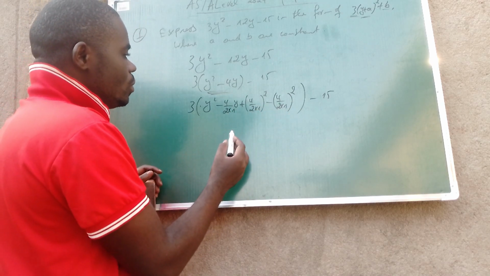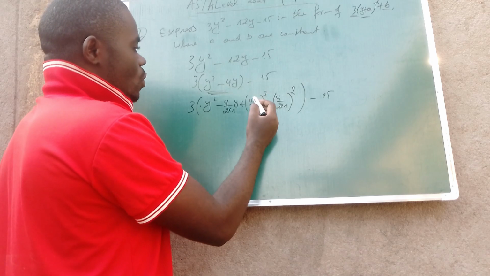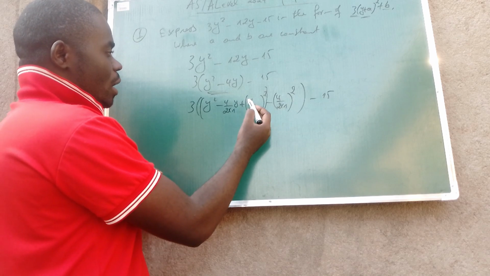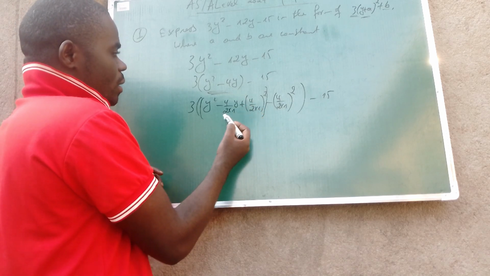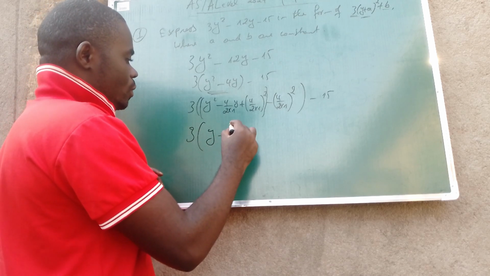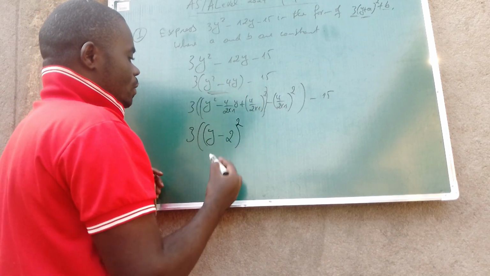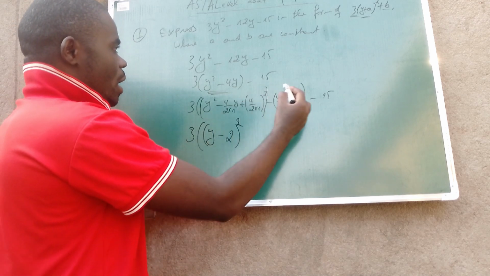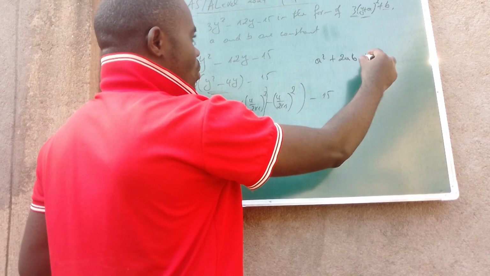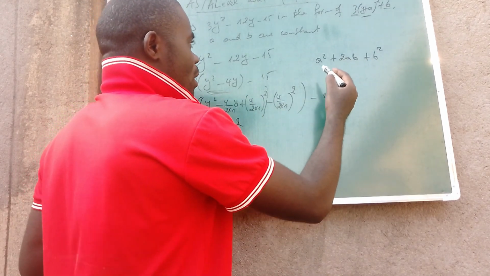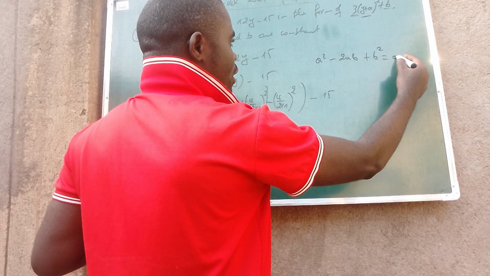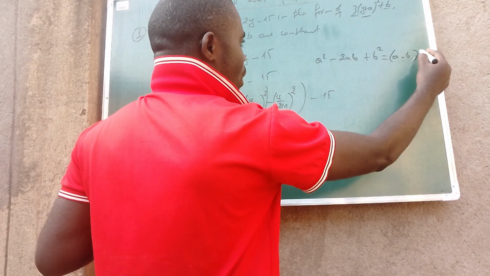And then, what we will get is automatically this one, a quadratic with a square. So, this is like 3 bracket y negative 2 squared. This is like a squared plus 2ab, then plus b squared. Automatically, here it is negative, a negative b squared.